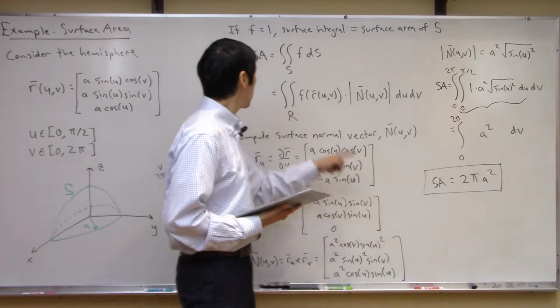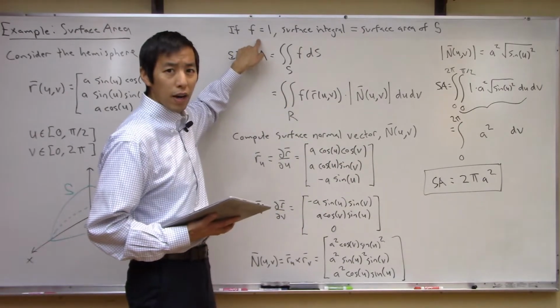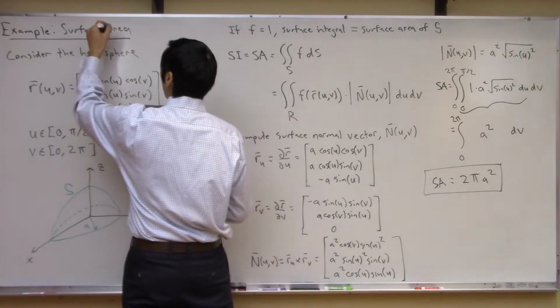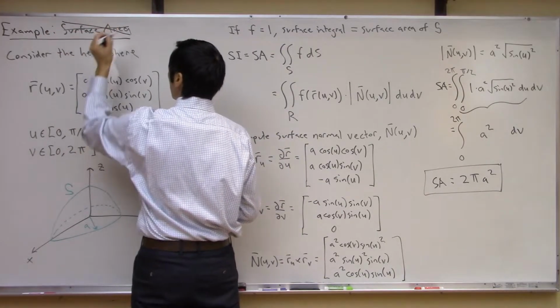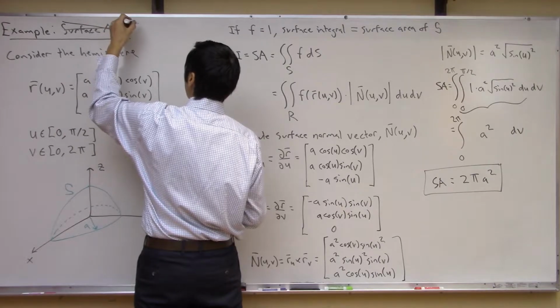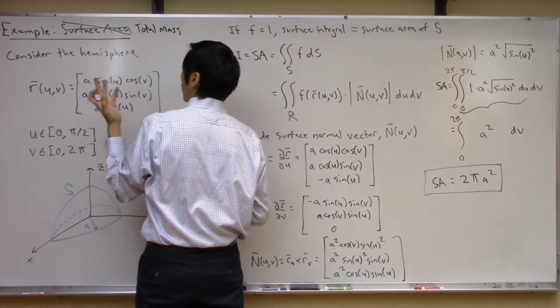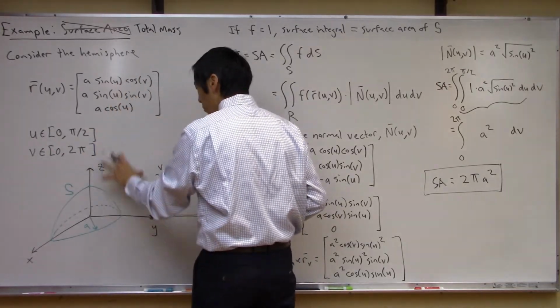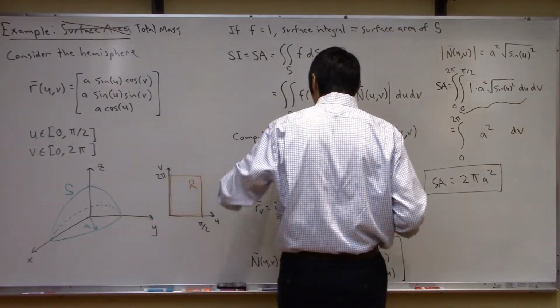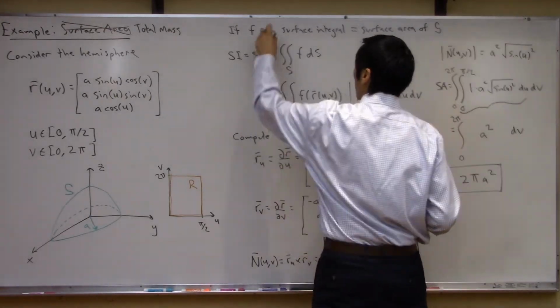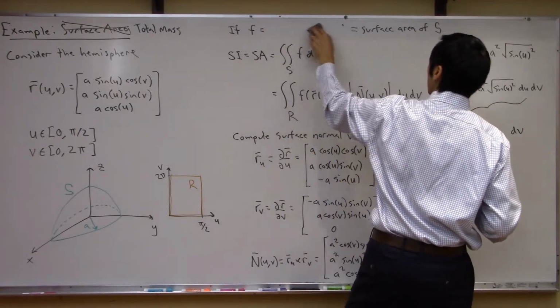Let's look at an example of what happens if we change our f ever so slightly. So let's modify this example. Instead of surface area, let's see how we can use surface integrals to calculate things like, maybe, the total mass of a surface. So again, let's consider the exact same surface, the exact same parameterization. The only thing that we now want to change here is this f. Instead of making this 1, let's make it an interesting function.